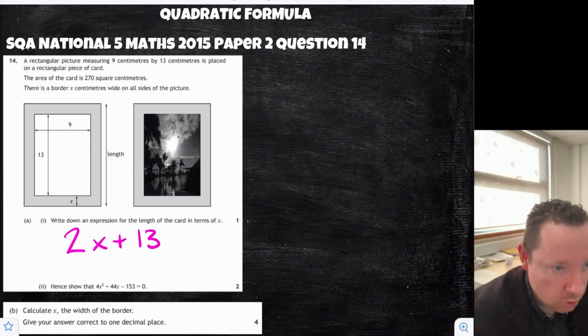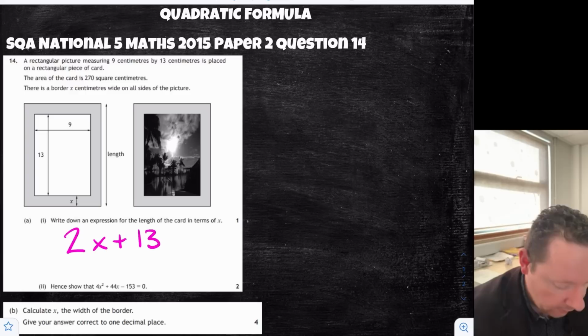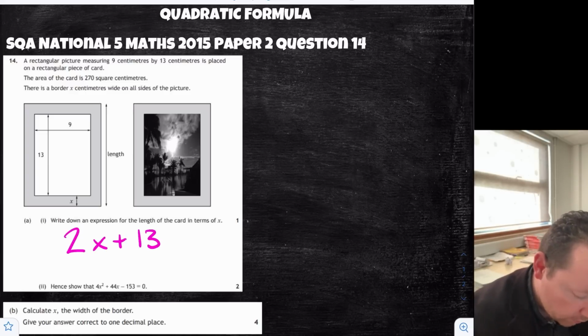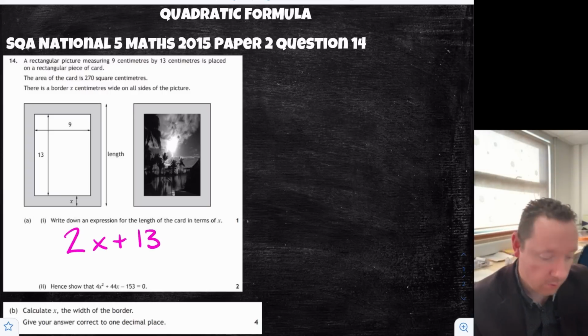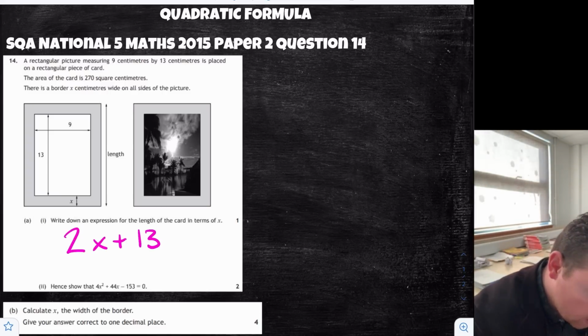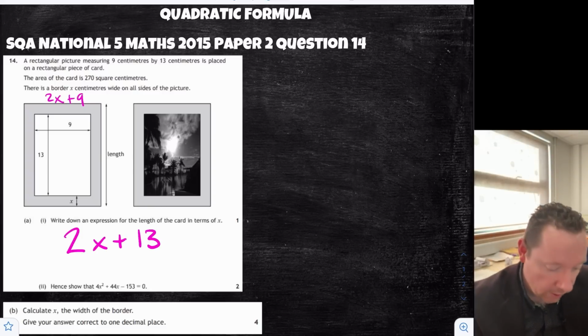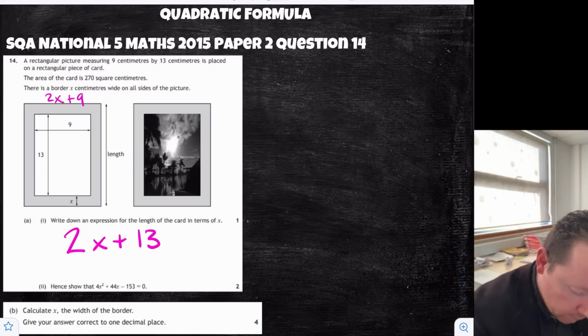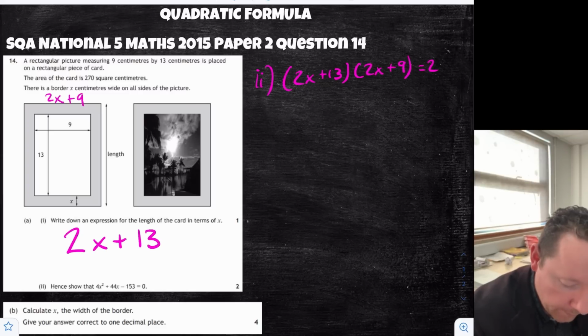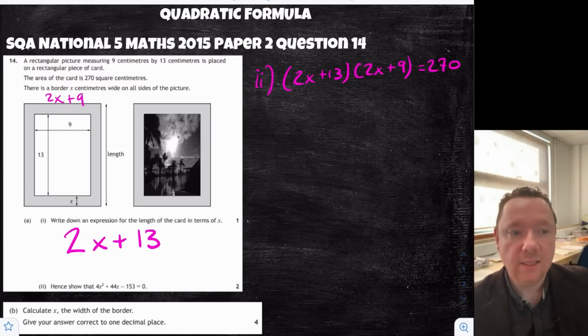So we have got 2x plus 13 on one side, and then if we go along the other side, we know that that is also x plus 9 plus x, so 2x plus 9 on the other side. I'll just write that up here, 2x plus 9. But it tells us the area of the card is 270, so I can immediately write down for part 2 that 2x plus 13 times 2x plus 9 must equal our area, which is given as 270. And then we'll just expand the brackets and see if we get what they got.